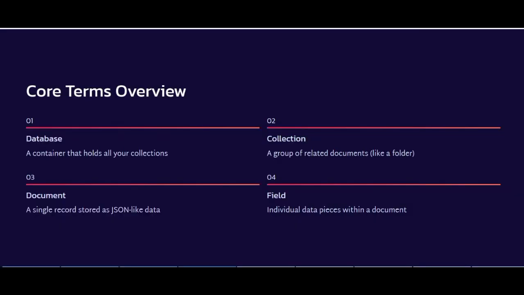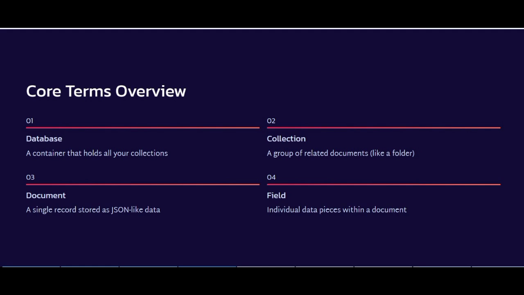Now let us learn about core terms that are used in MongoDB. There are four main core terms: database, collection, document, and field. You all know that a database is like a container that holds all the data. So in SQL, we can say it is a container that is going to store all the tables. When it comes to MongoDB, it is a container that is holding our collections. Here collection is similar to a table in SQL.